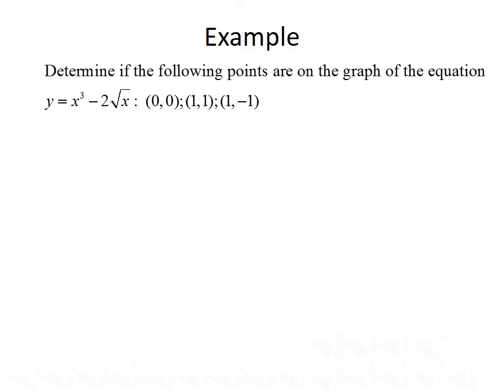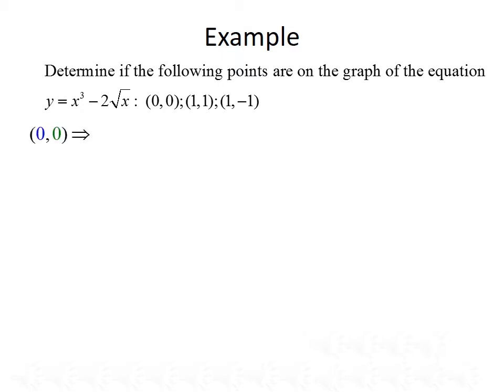So, for example, we want to determine if the following points are on the graph of the equation: y equals x cubed minus 2 times the square root of x. The points are (0, 0), (1, 1), and (1, -1). Now remember, these points will be on the graph of the equation if, when we plug them into the equation, we get a true statement.